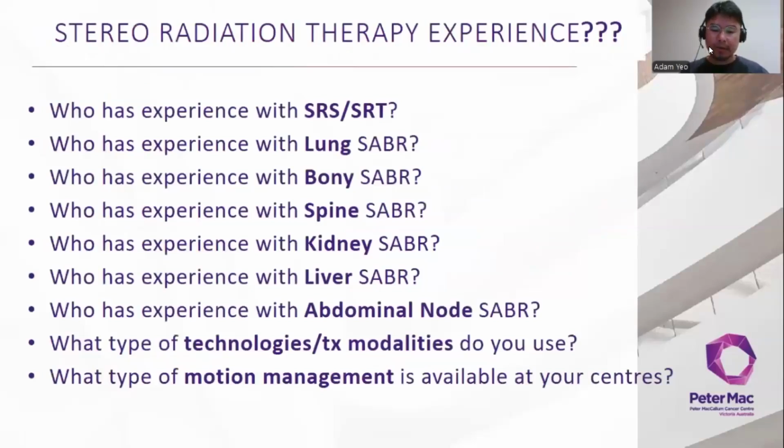So here, I want to pause about 30 seconds for you to think about what kind of experience you have in different stereotactic areas, intracranial or extracranial, across different body sites such as lung, bony mets and spine, kidney, pancreas, liver and abdominal nodes, and what kind of technology and different treatment modalities are available in your clinic. Also, what sort of motion management program is available in your center. One may say, we do a lot of a particular site at SABR or SRS. One might say, we don't do much kidney or liver SABR, for example.